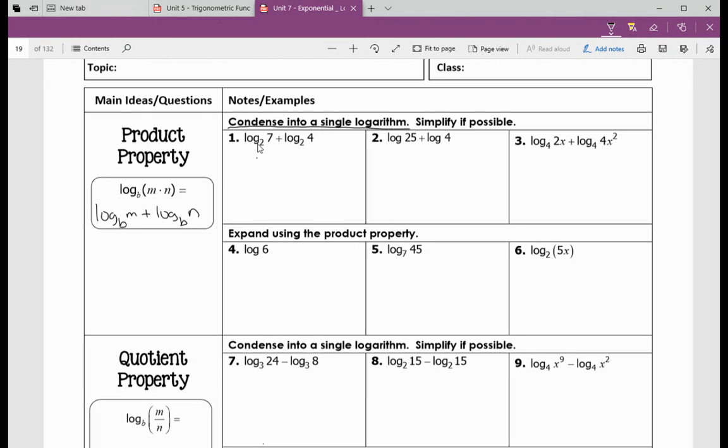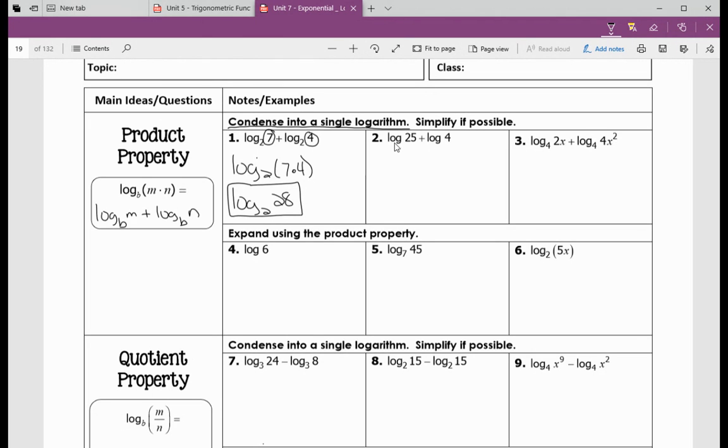I have a log base 2 plus a log base 2. These base numbers have to be the same or the property does not work. So I'm going to write 1 log base 2, and then I'm going to take these values, whatever they are, and multiply them together. So log base 2 of 28. And that would be my final answer.